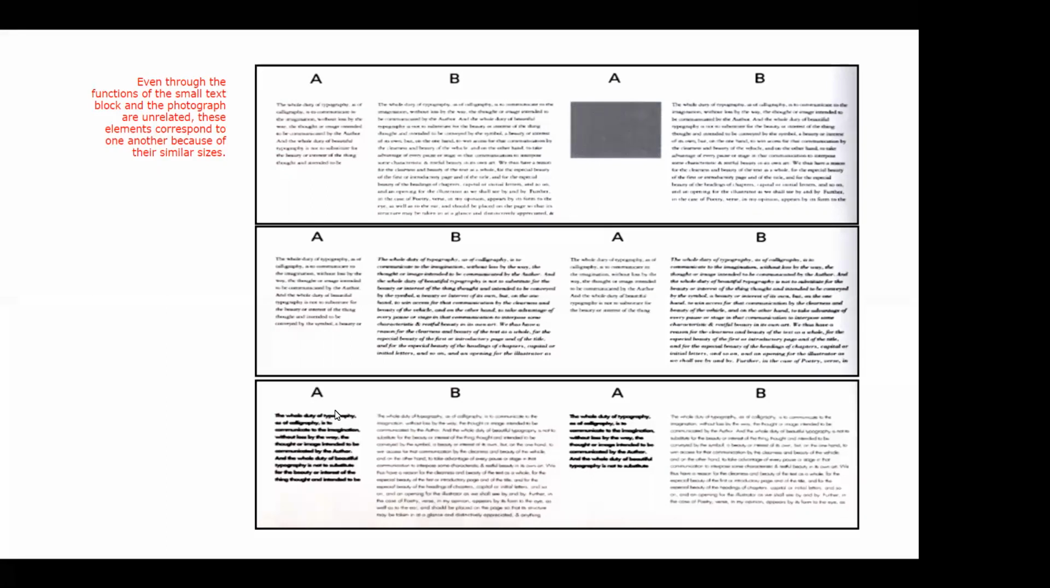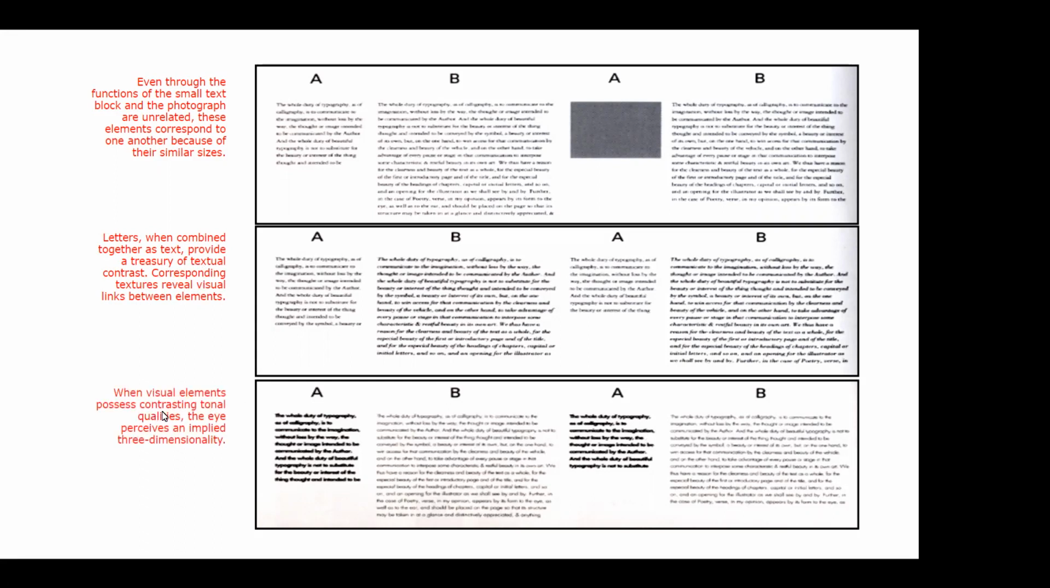And here, the A and the A are bold, and they are smaller paragraphs. But the B and the B are also similar, and they are actually passages of similar length. Letters, when combined together as a text, provide a tertiary of textural contrast. Corresponding texture reveals the visual link between the elements here. And in the last case, when the visual elements possess contrasting tonal qualities, the eye perceives an implied three-dimensional space.